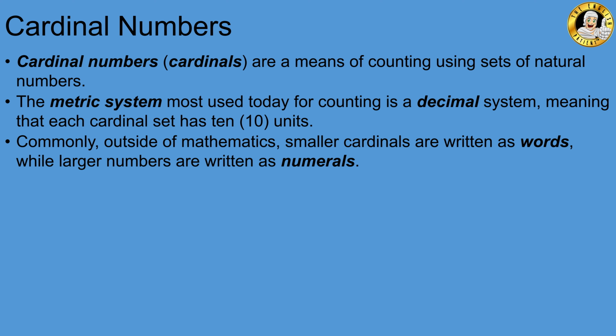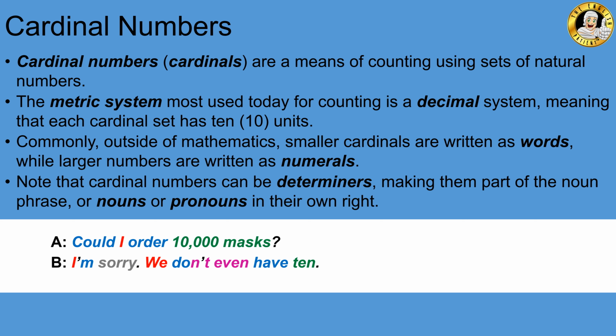Commonly, outside of mathematics, smaller cardinals are written as words, and larger numbers are written as numerals. In mathematics, of course, they are always written as numerals, but when you're writing, then you should be writing smaller numbers as words, and larger numbers as numerals. Note that cardinal numbers can perform several different functions grammatically, so they can be determiners, making them part of a noun phrase, or they can be nouns or pronouns in their own right.